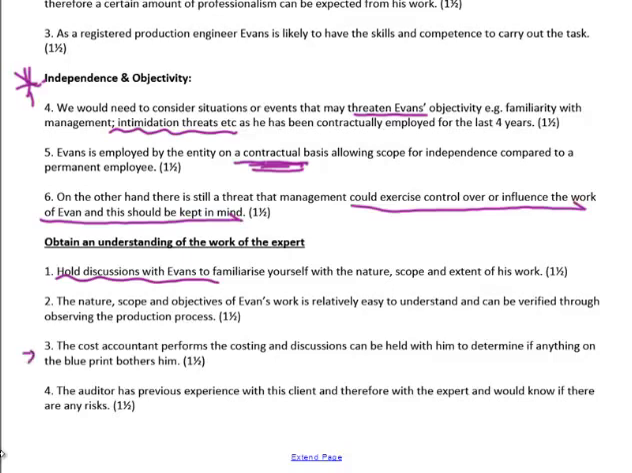Next, the cost accountant performs the costings. So remember I said earlier, cost accountant does the costings. So we can hold discussions with him to see if anything on the blueprint bothers him. If he raises a red flag about something on the blueprint, then we should maybe go and investigate further. Next one, the auditor has previous experience with this client and therefore with the experts, and we would know if there are any risks. So remember right at the beginning it said that we've been on this client for 4 years. So this isn't the first time we would have dealt with this expert. So based on how we've seen things in the past and based on his work in the past, this would now help us in the current year as well.